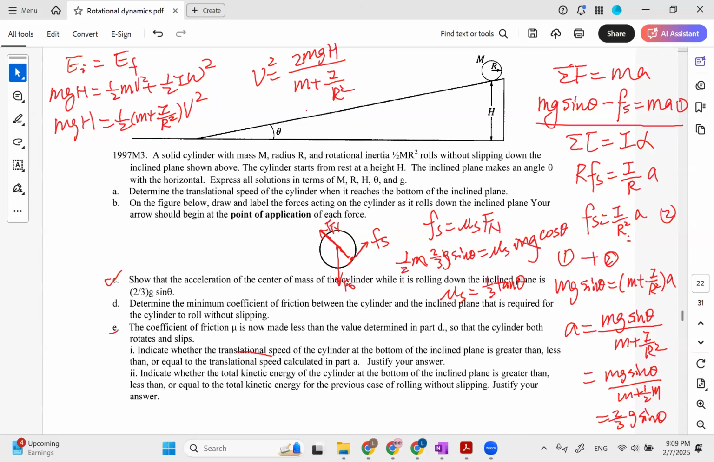Okay, it's good. Then how about 2i? How do you do it? What will be the answer for 2i? It would be greater because in the previous reasoning, I already said that V would be greater. Oh, total kinetic energy is greater.